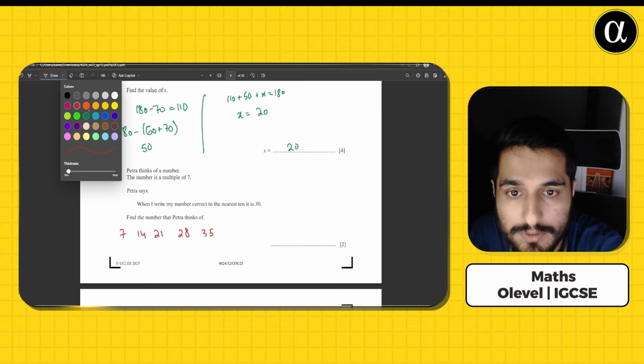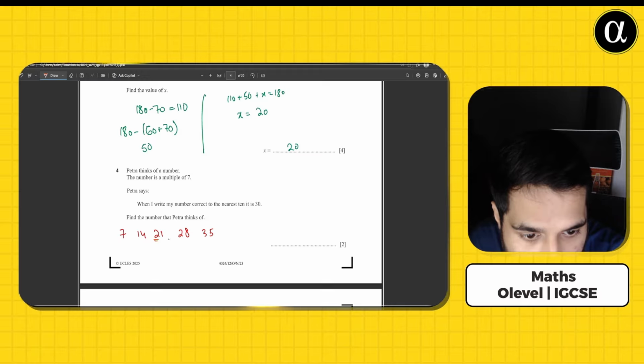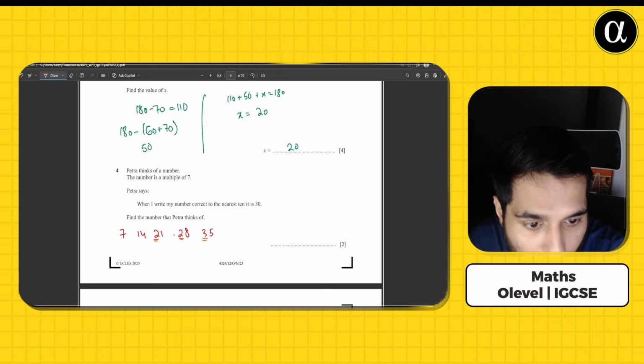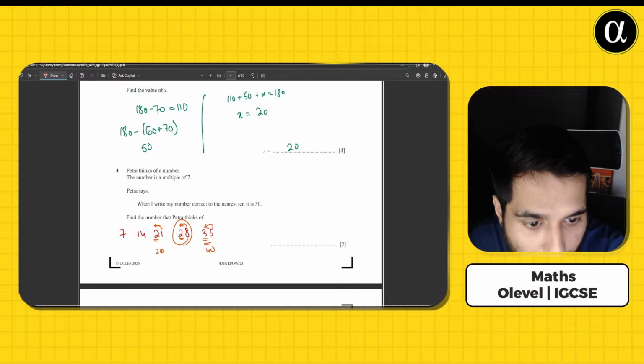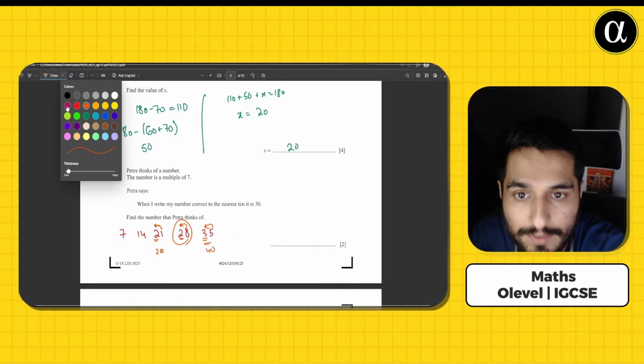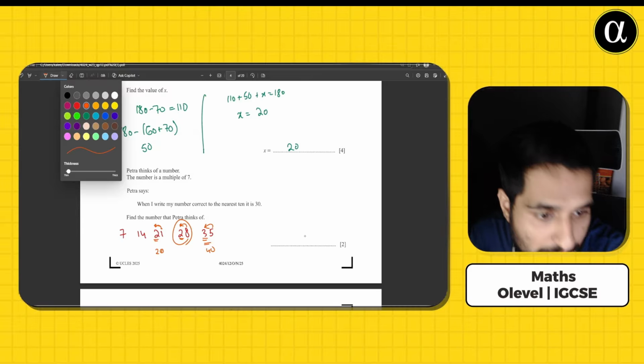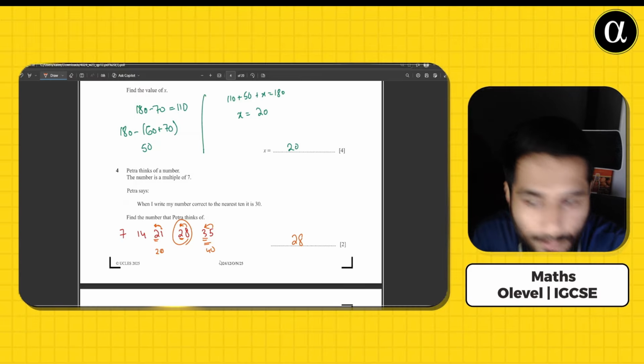But this number was rounded off to the nearest 10. That means these numbers were rounded off based on these values. So which would turn out to be 30? This one, if you round it off, would become 40. This one, if you round it off, becomes 20. This is the number that would turn out to be 30 when rounded off to the nearest 10. Hence my answer is going to be 28.